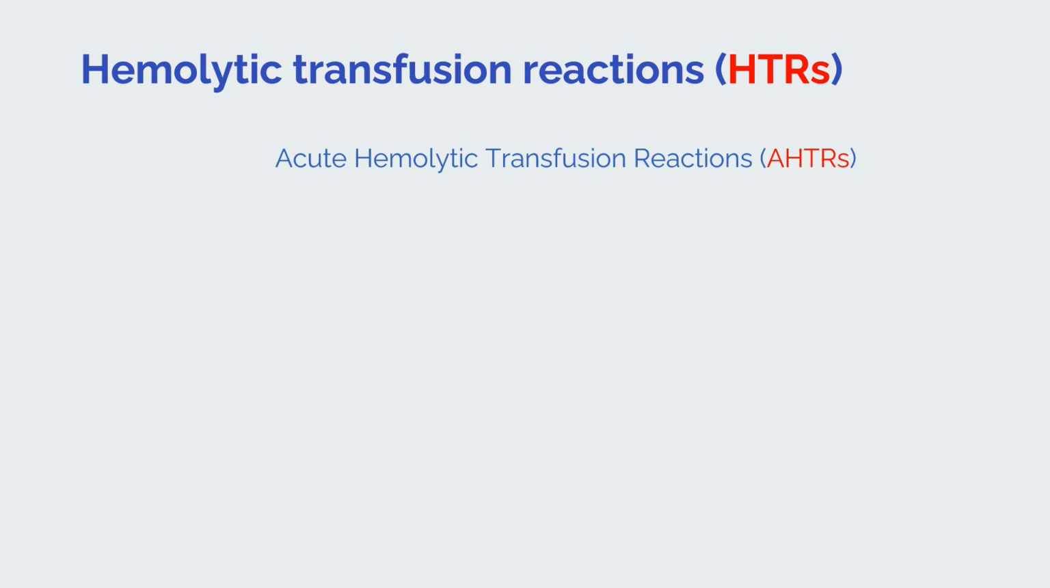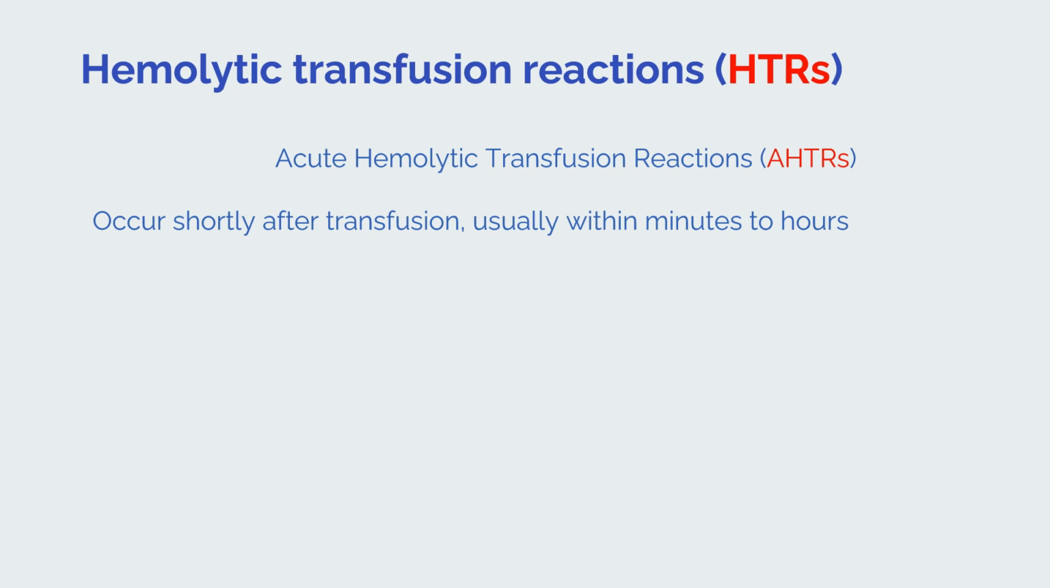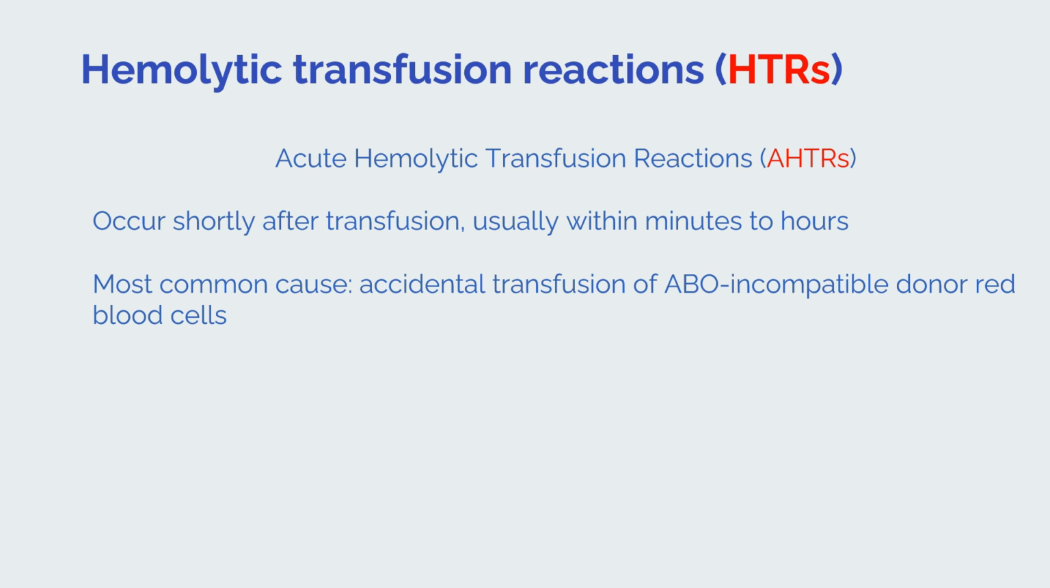Acute hemolytic transfusion reactions, AHTRs, typically happen shortly after a transfusion, usually within minutes to hours. The most common cause of AHTRs is the accidental transfusion of ABO-incompatible donor red blood cells into a recipient. Imagine, for example, transfusing Group A red blood cells into a Group O recipient. This mismatch triggers a rapid, complement-mediated intravascular hemolysis and activates the coagulation system.